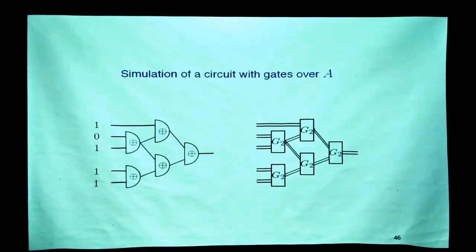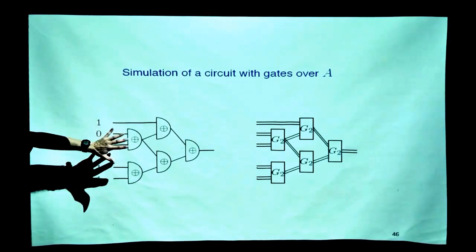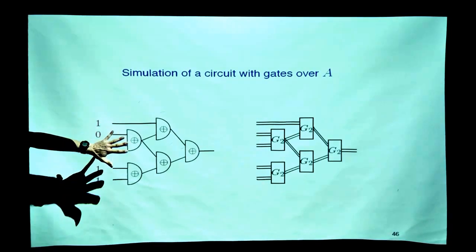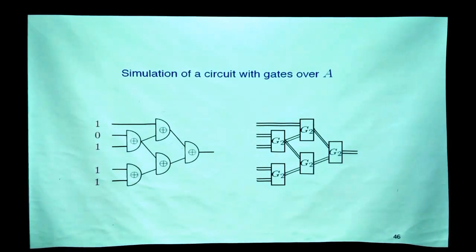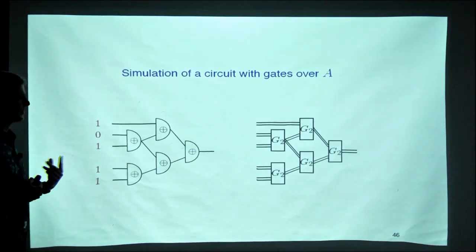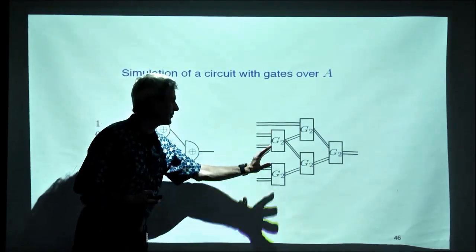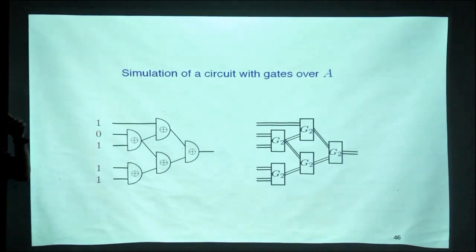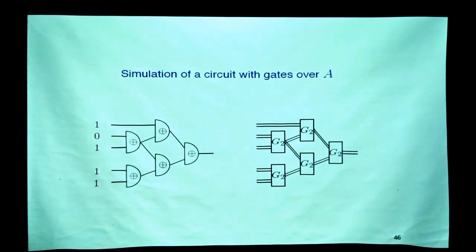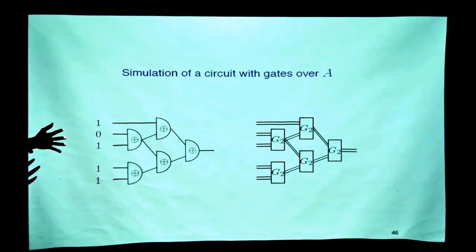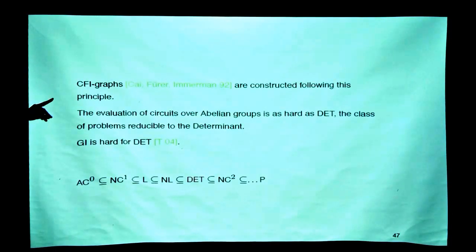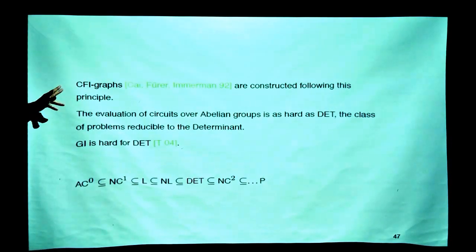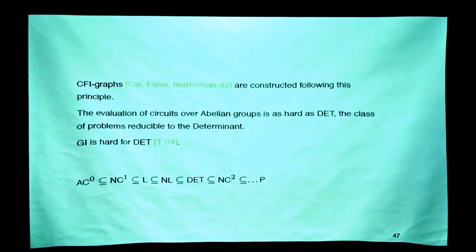These gadgets can be used to build a circuit with these gates, like in addition to the two gates. You can translate that into a graph, and by studying the automorphism group of this graph, you're actually simulating this circuit. And this graph has actually appeared in the literature in another context. It's called the CFI graph.